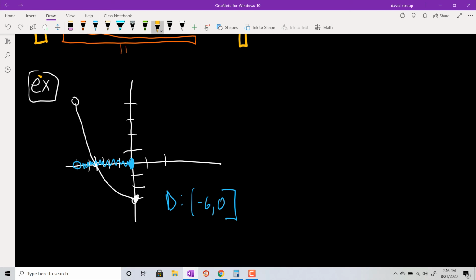Then for the range, smushing everything onto the y-axis, this will be open because this is open. Okay, and then everything's smushed all the way down to -3, where it's closed. So the range will go, and I read from the bottom up for the range, including -3 all the way up to 4, with an open parenthesis there.